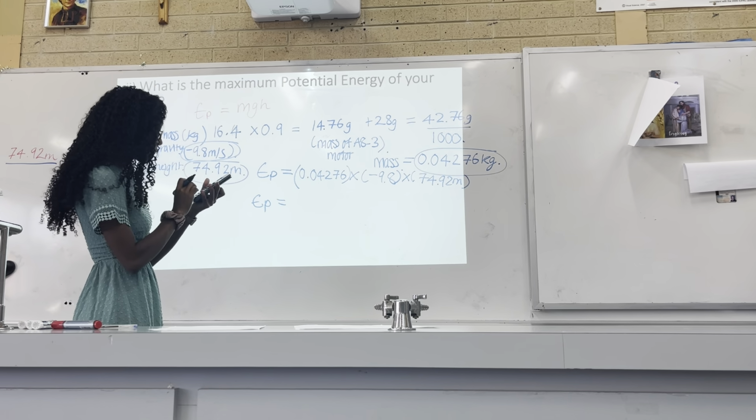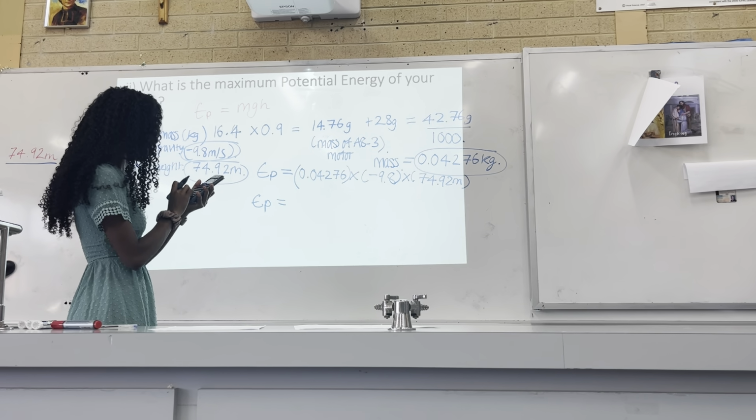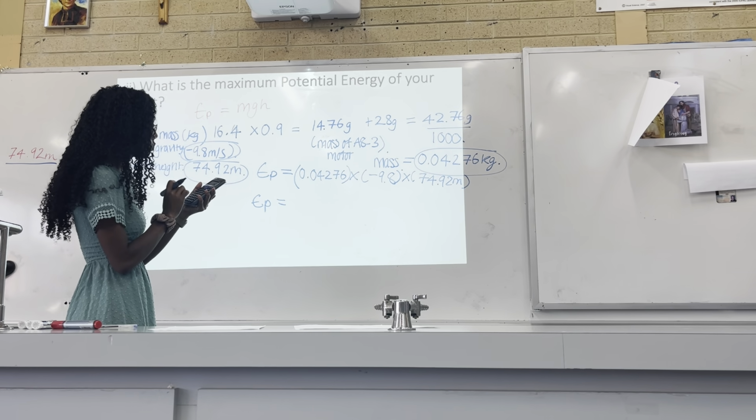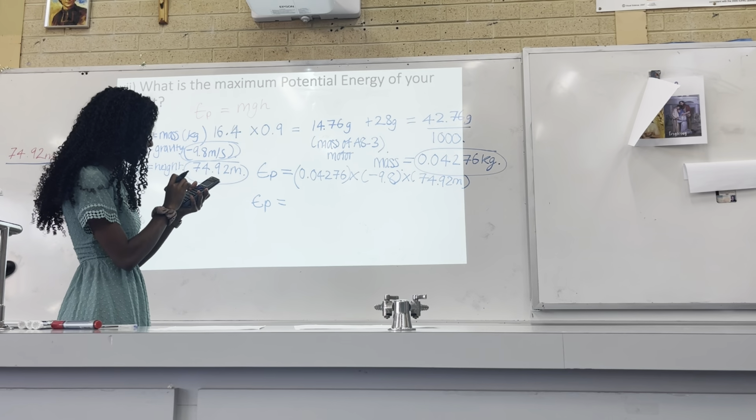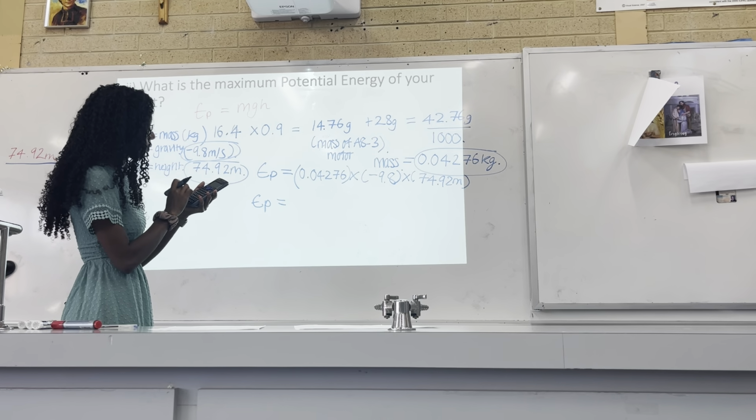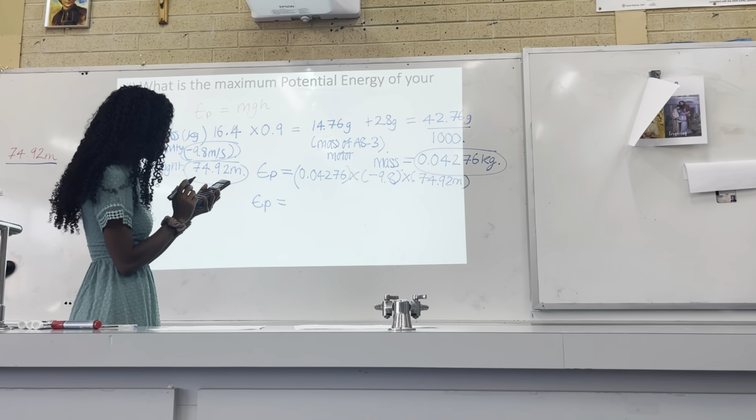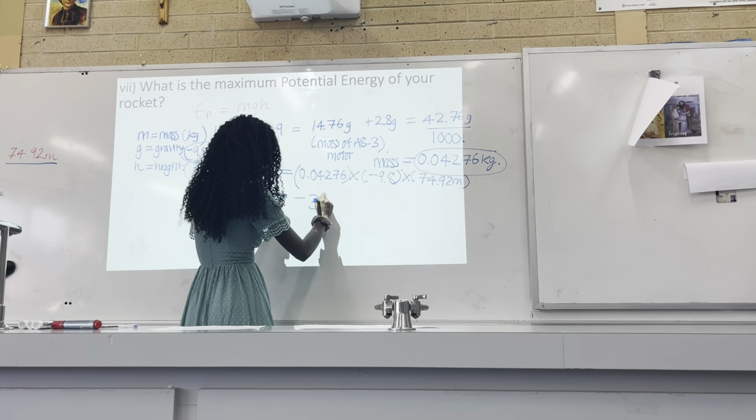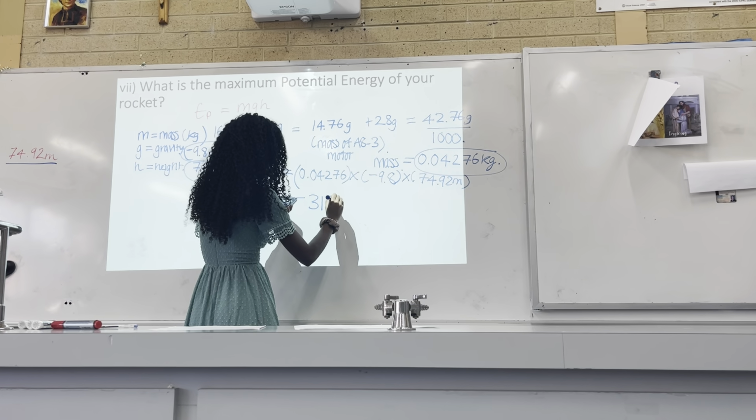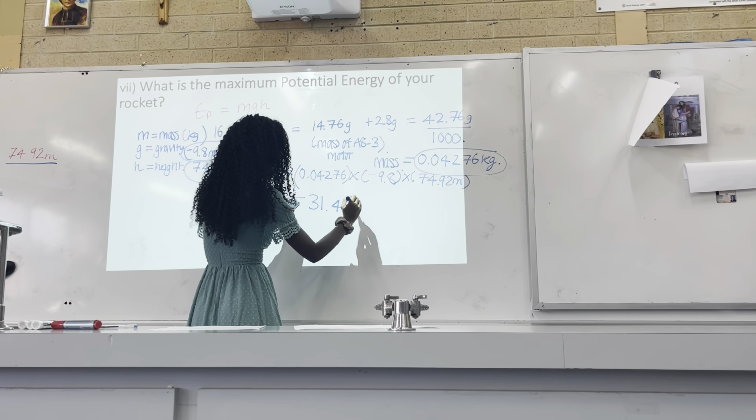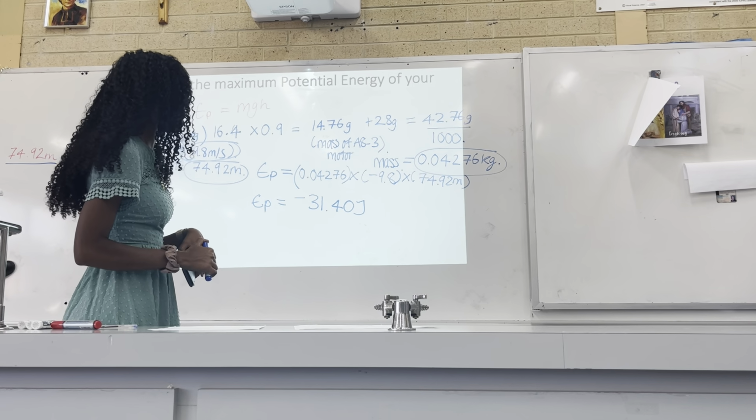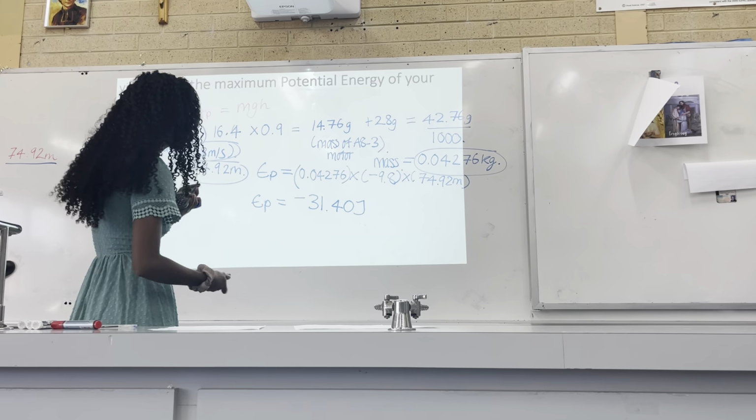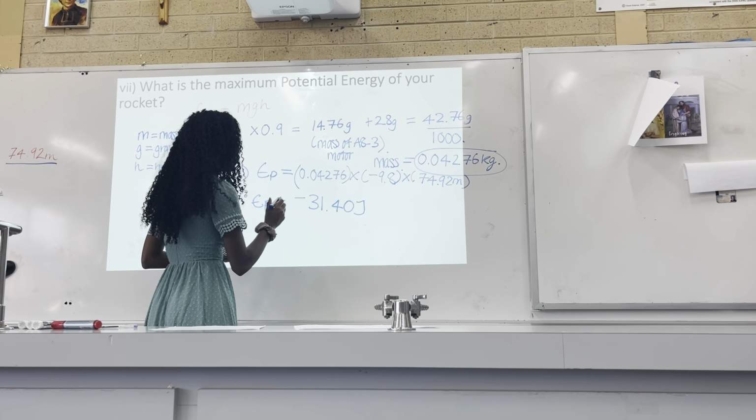So if I pop that into my calculator now, 0.04276 times negative 9.8 meters per second squared, times 74.92, and that gives me negative 31 point, let's go 40, because I'm rounding up, joules. And that is our maximum potential energy: negative 31.40 joules.